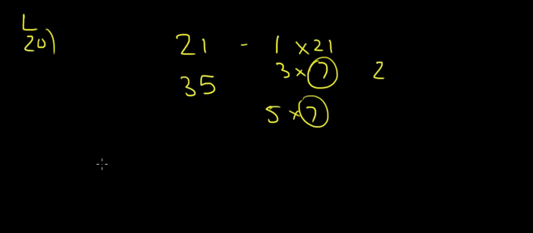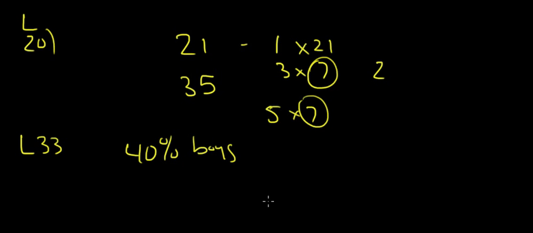Question 8 is going to come from lesson 33, and that's going to say 40% of the students were boys. What fraction of the students were boys? Well, we know that fractions are always part over the whole, right? And we know that 40% is just a fraction. 40% is the part of the whole, which is 100, because we're looking for 100%. So what fraction of the students were boys?